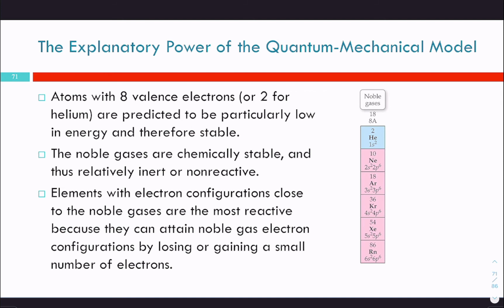Everybody's got a buddy, or all the electrons have a buddy. So this is why the noble gases don't react with anything. This is the reason that everything else is so reactive, especially elements with electron configurations close to the noble gases. Because if they react with something, they can either gain or lose 1 electron and have a valence shell that's complete. Because they can attain noble gas electron configurations by gaining or losing a small number of electrons.